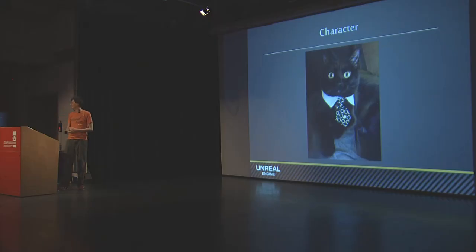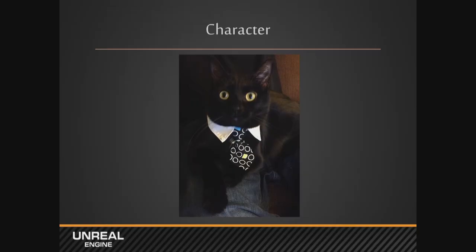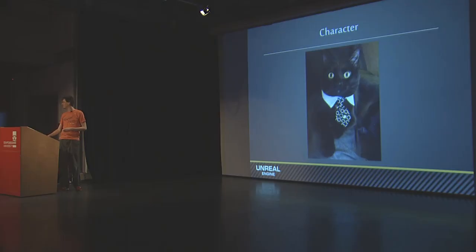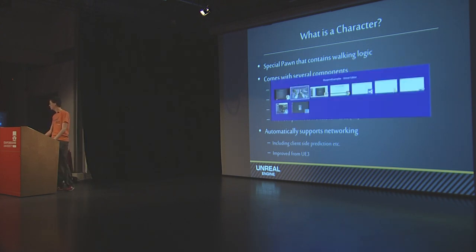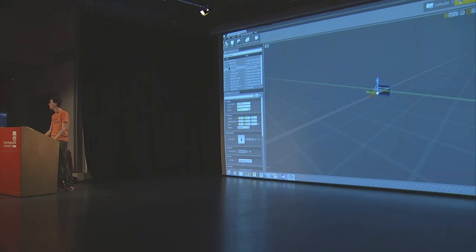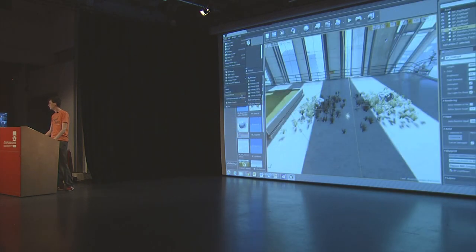So. Character, the now famous cat in tie from some of our t-shirts at GDC. A character is a special kind of pawn that comes with the engine. It's actually easier, I'd say, to show you this in the engine. Let me fire up the third person project quickly.